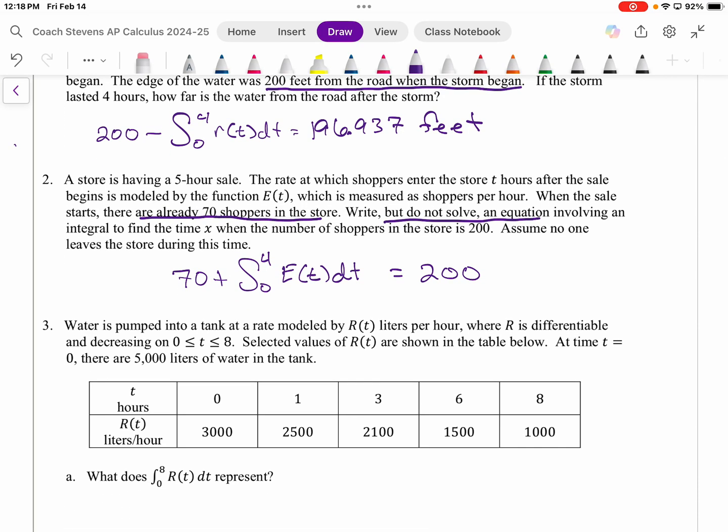And then I'm done. Again, all they wanted me to do was write an equation to figure it out. We don't know what the E of t equation is, so we can't go any further to solve for the time. Did it happen at the 3rd hour? Did it happen somewhere between the 2nd and 3rd hour? We don't know that.